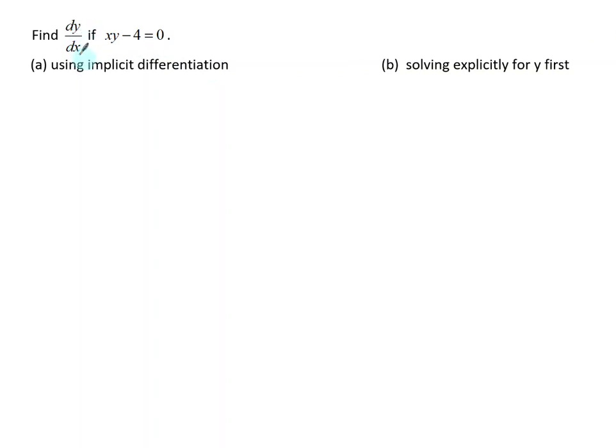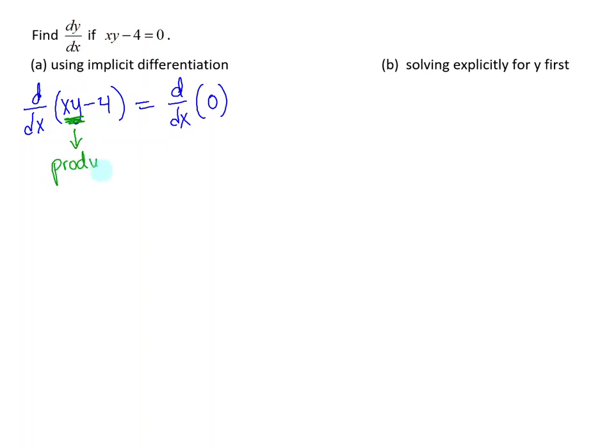So finding dy dx means we want the derivative with respect to x of y. So that's what we will do with this equation, is find the derivative with respect to x of both sides of the equation, xy minus 4, and the derivative with respect to x of 0. We're taking the derivative with respect to x of both sides of the equation. Now first we encounter a product, x times y. So when we take the derivative of that, we are required to use the product rule.